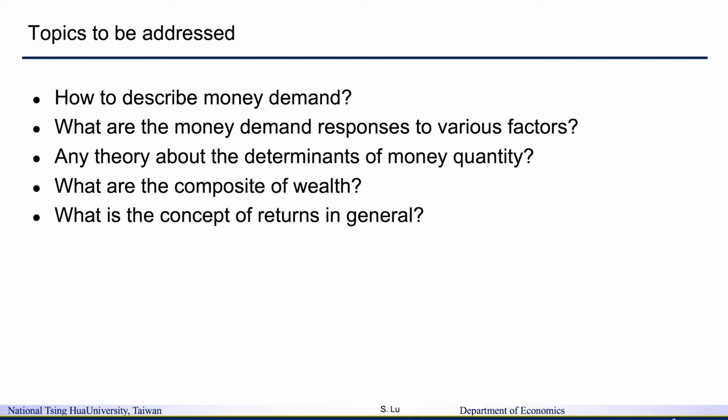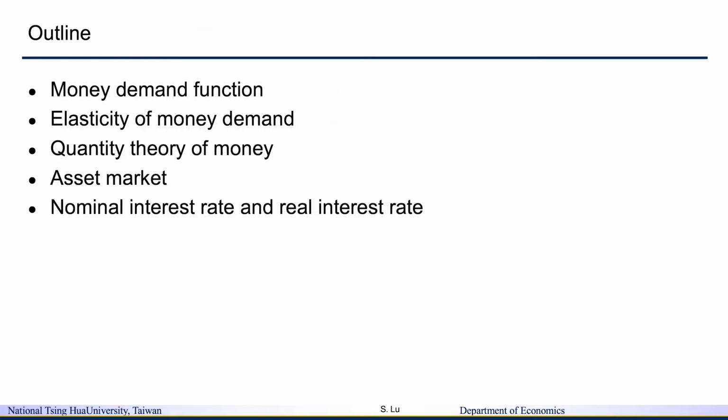We want to talk about how to describe money demand and what the money demand response is to various economic factors. And then we want to talk about, is there any theory about the determinants of the money quantity? And then we want to move on to talk about the composite of wealth and then the concepts of return in general. Therefore, the outline for today is as follows.